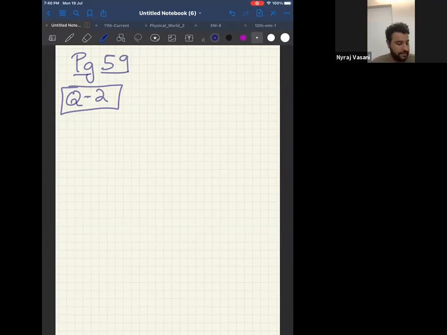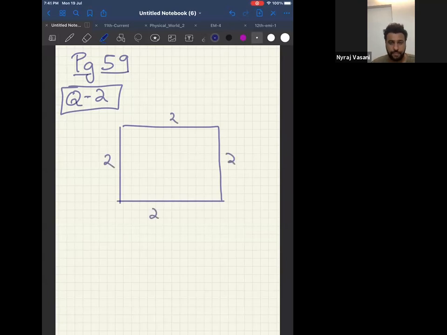Four identical charges of 50 microcoulomb each are placed, one at each corner of a square of side 2 meters. So now let me take a square. Everyone please look at the screen. Let me take a square and side is 2 meters. 4 identical charges of 50 microcoulomb are placed.